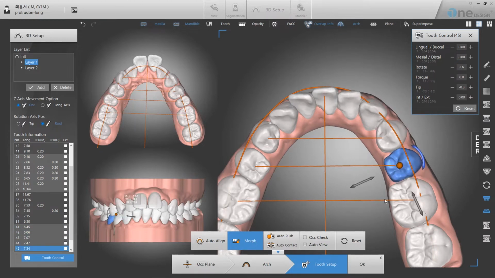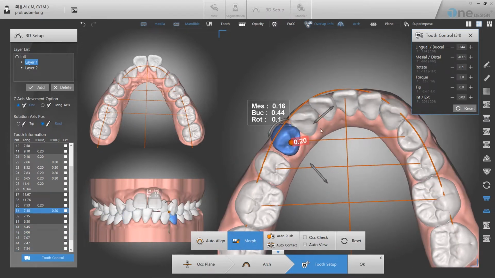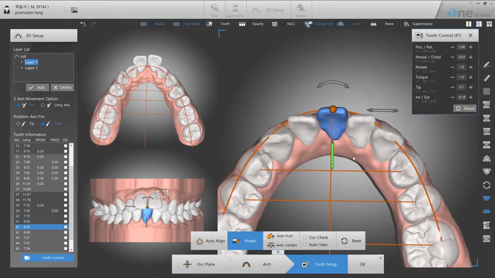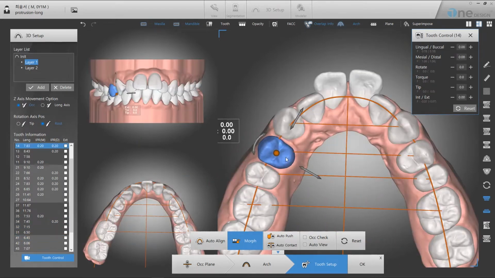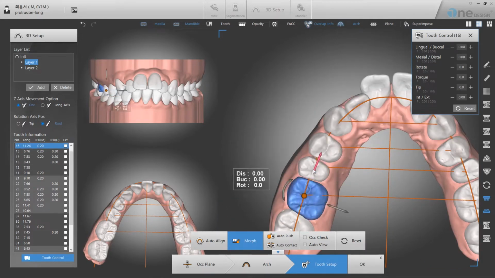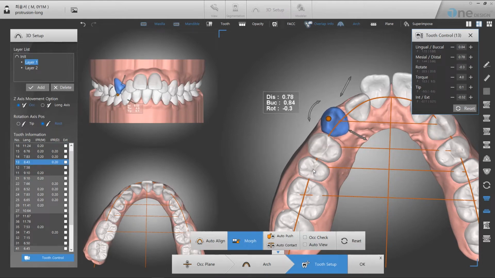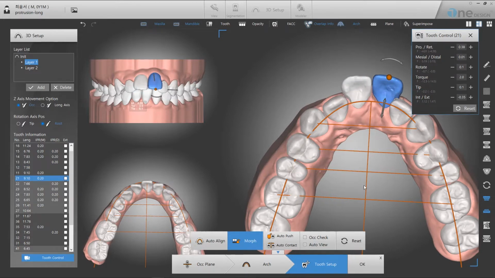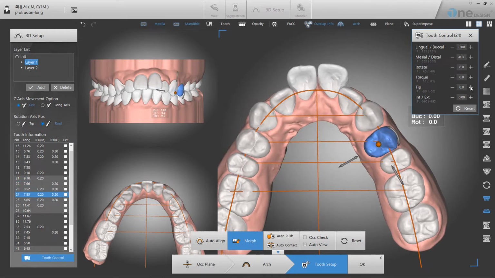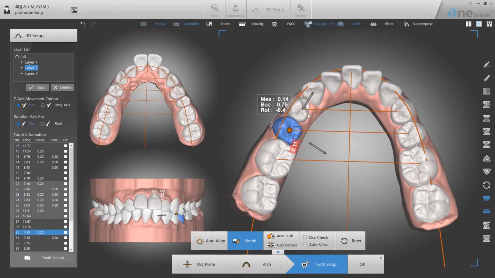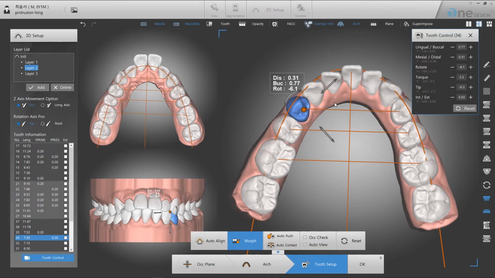Premolars are difficult to move without attachments, so apply them to move slowly from layer 1. The maxillary also proceeds with expansion, including the premolars. Secure a space for retraction of teeth number 11 and 21. In layer 2, we secure space while simultaneously expanding and rotating.